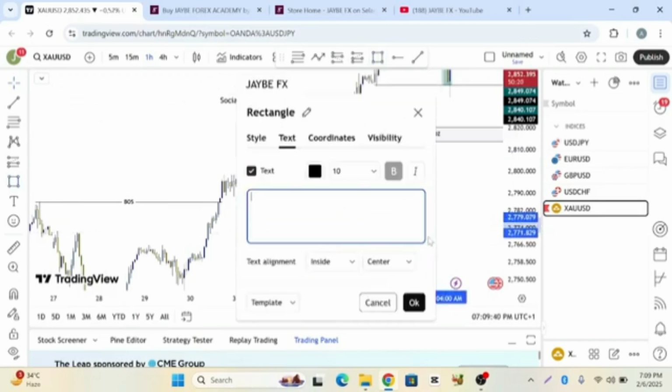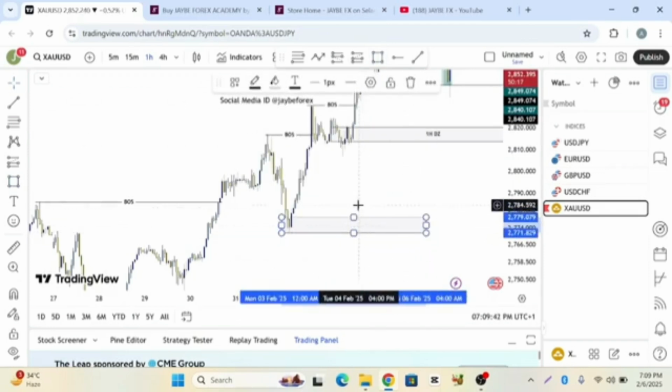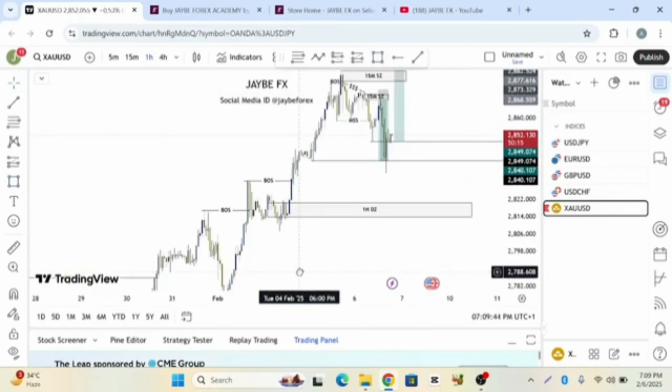Market never came to this demand zone. So what you have to do is to let it go. Don't stress your life. After that, we have the most recent break of structure.